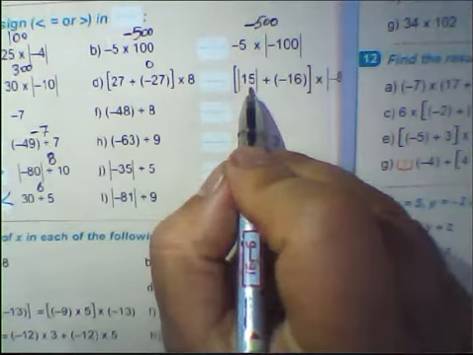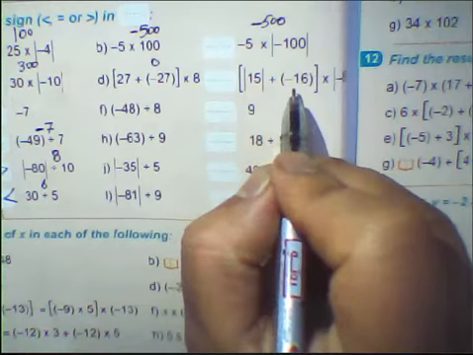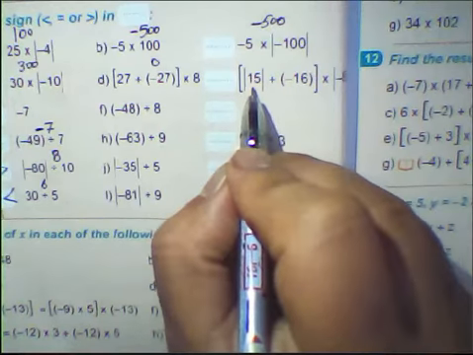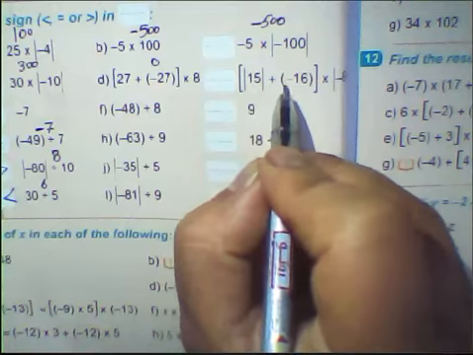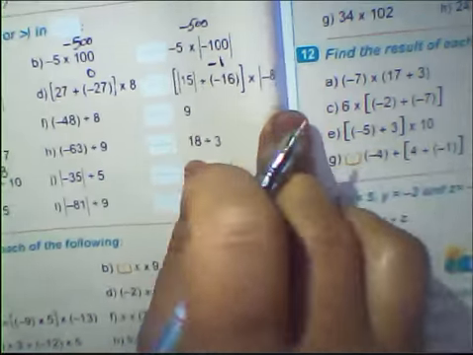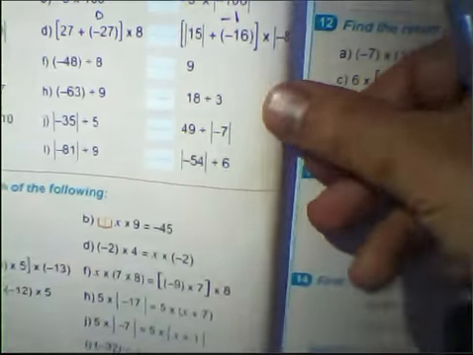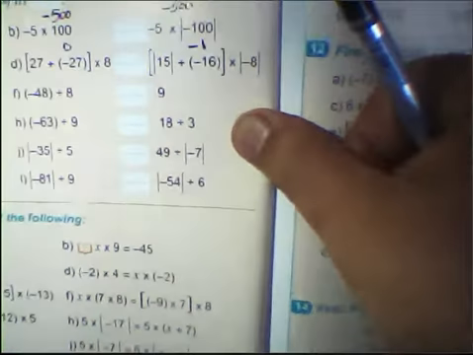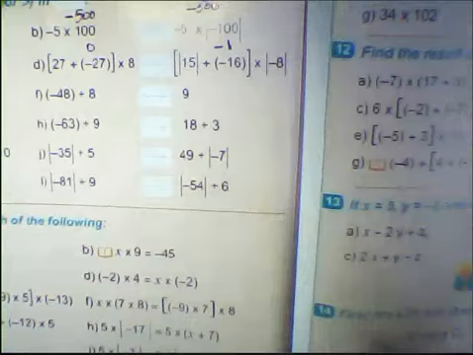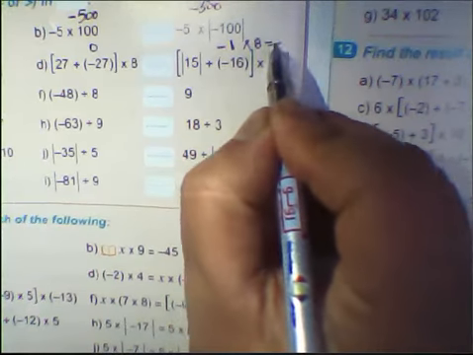The absolute value of 15 plus negative 16 equals negative 1. So the result will be negative 1. Multiply the absolute value of negative 8: the absolute value of negative 8 equals 8. 8 multiplied by negative 1 equals negative 8.